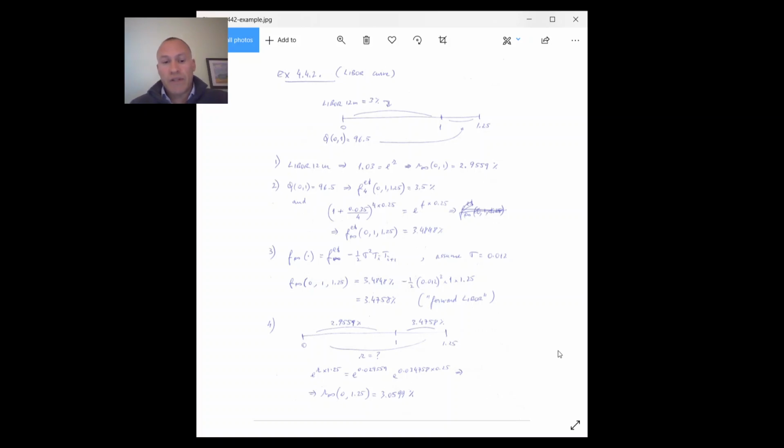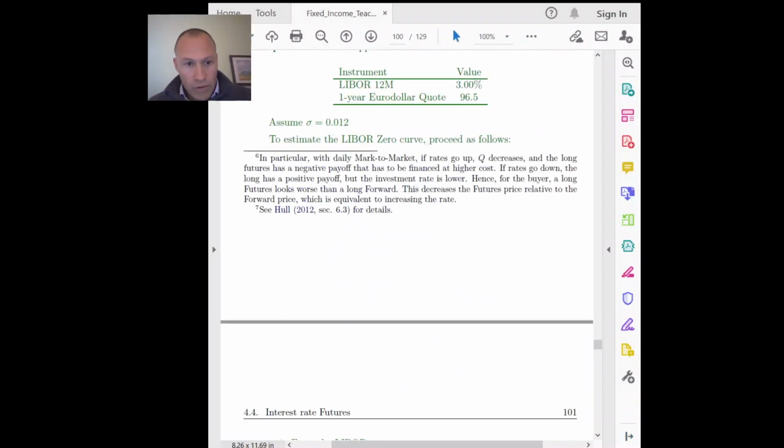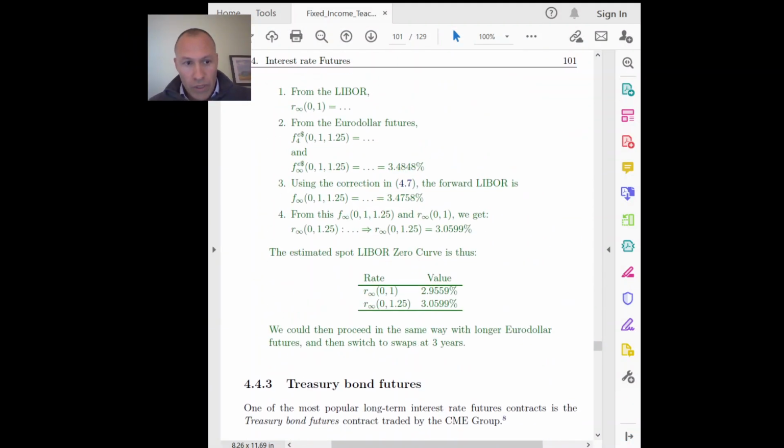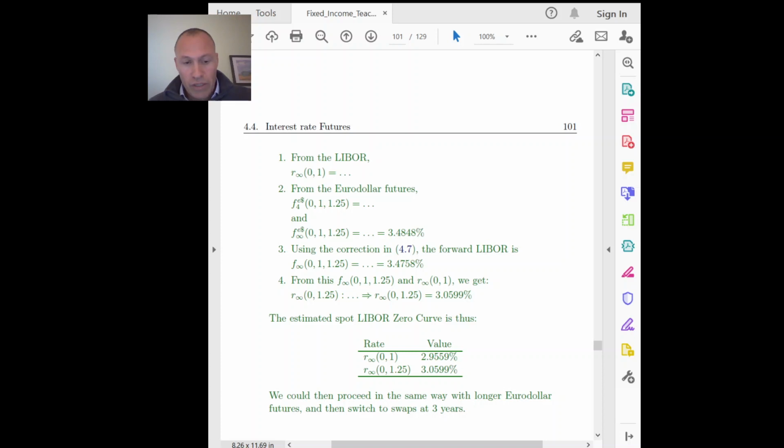All right. So in summary, going back to the PDF. In the end, this is the term structure that we built, right? So we have this 1 year spot rate, and then using the Eurodollar futures, we were able to extend this a little bit more for 3 more months, and get the spot rate for 1.25 years.